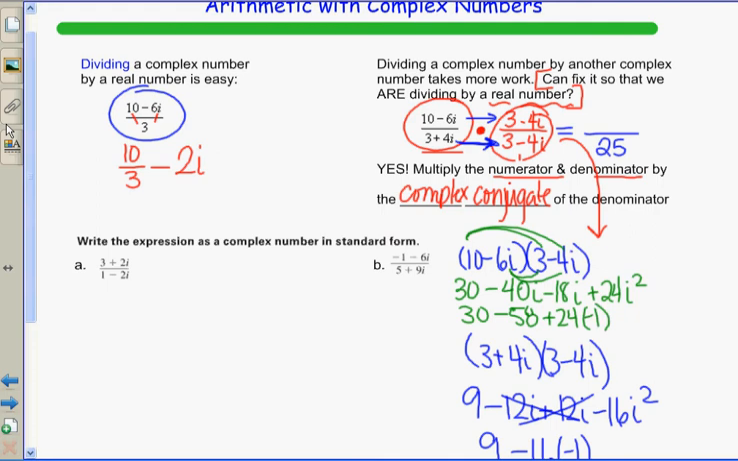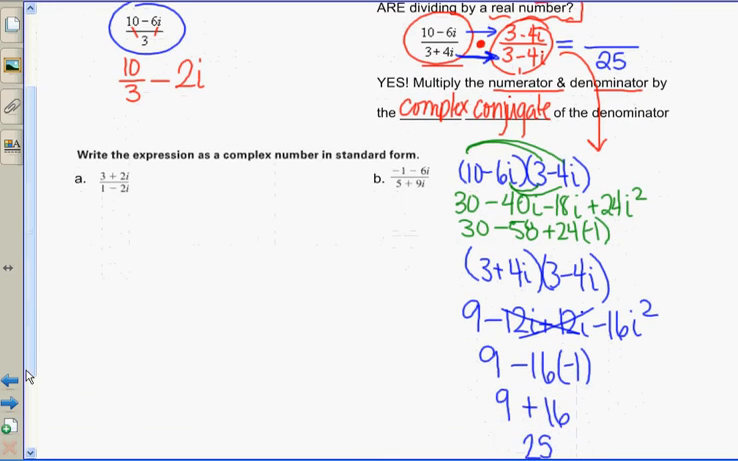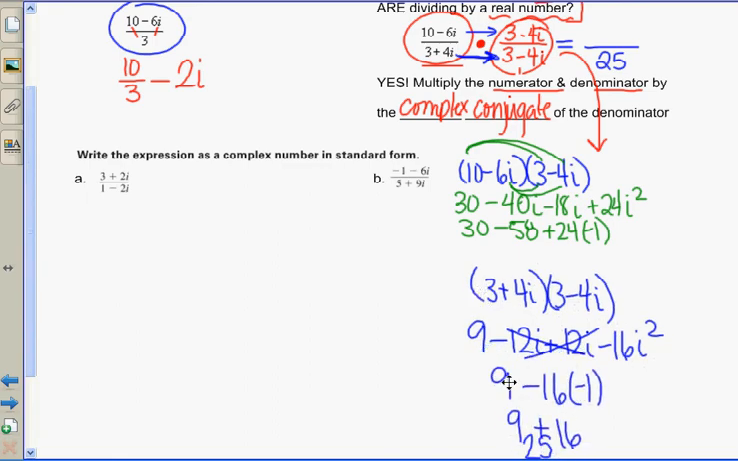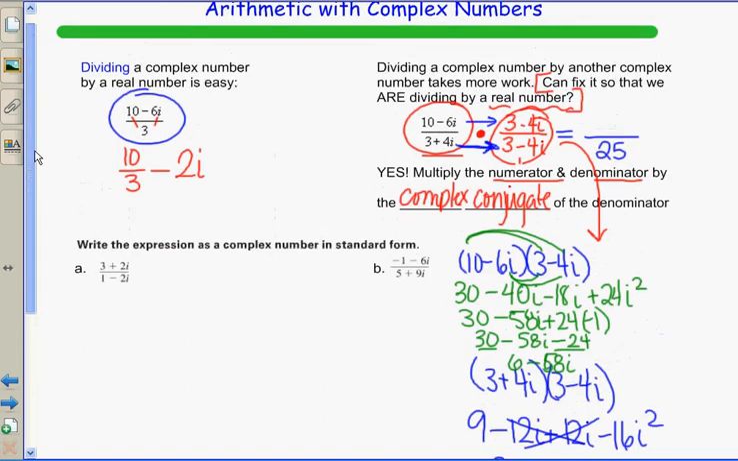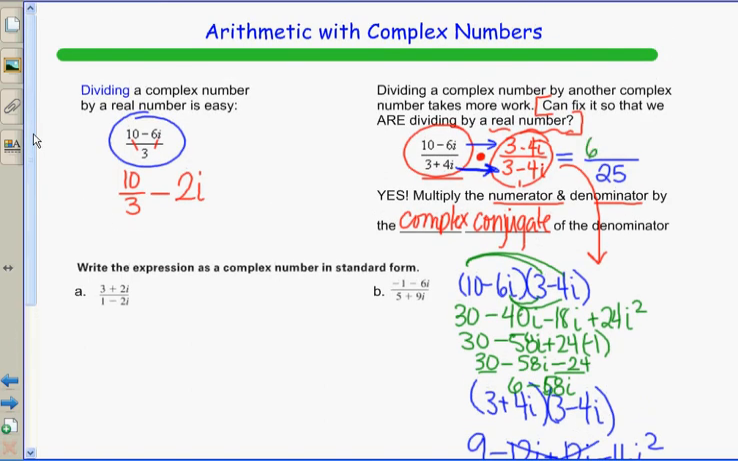I'm going to have to move my work down a little bit. Ran out of space. Hang on one sec. Scooch that down a little bit. All right, so we've got 30 minus 58i plus 24 times negative 1. So really we know that's 30 minus 58i minus 24. And 30 minus 24, those are like real components, so 30 minus 24 is 6 minus 58i. Remember, this was the top part of our fraction: 6 minus 58i. And then we would split that apart and divide it if it's divisible.